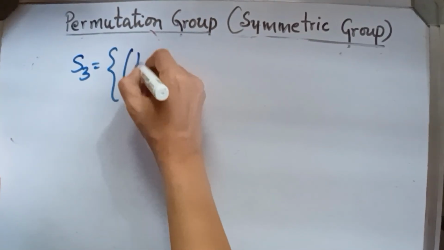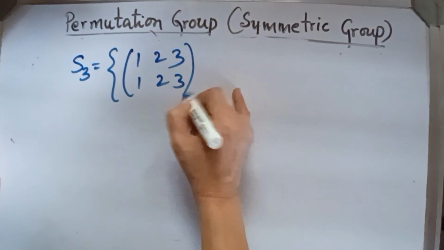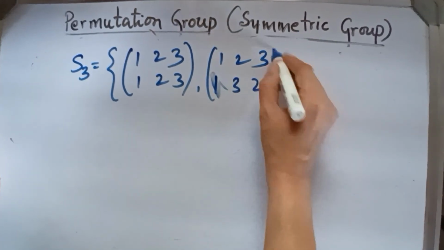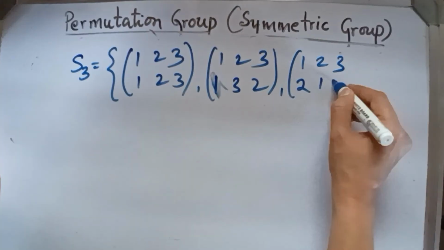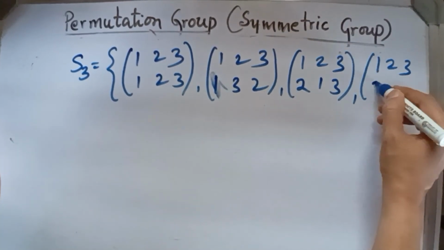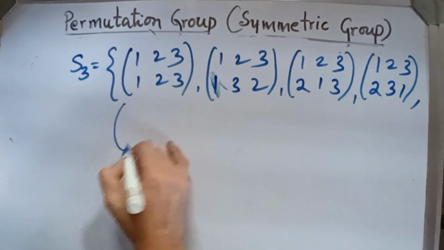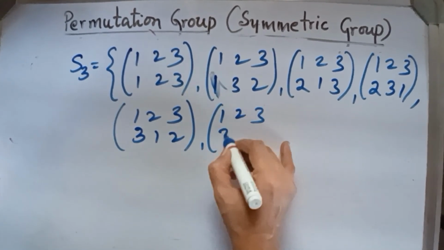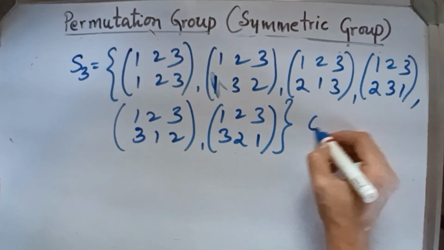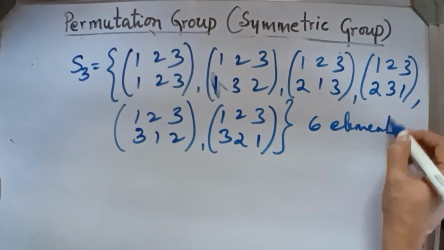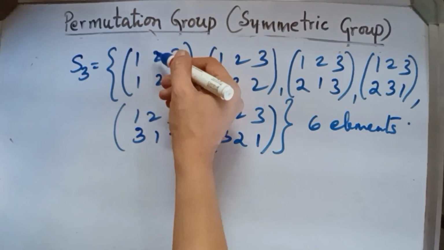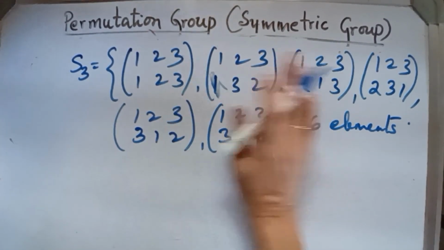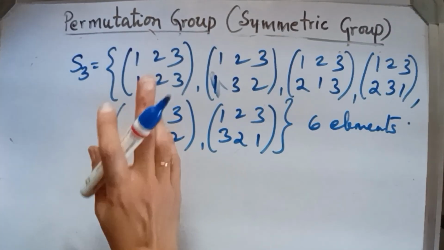S3 elements we had: (1 2 3; 1 2 3), (1 2 3; 1 3 2), (1 2 3; 2 1 3), (1 2 3; 2 3 1), (1 2 3; 3 1 2), (1 2 3; 3 2 1). There are 6 elements now. What is the meaning of this? 1 goes to 1, 2 goes to 2, 3 goes to 3; 1 goes to 1, 2 goes to 3, 3 goes to 2, and so on. All these are nothing but bijections from S to S.